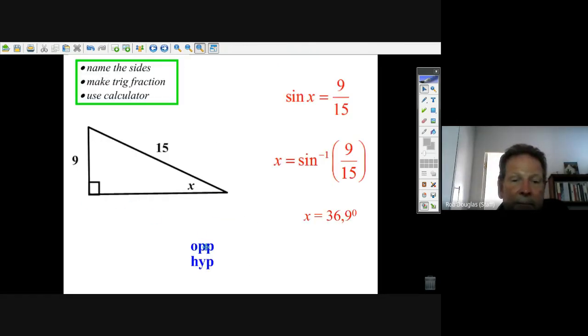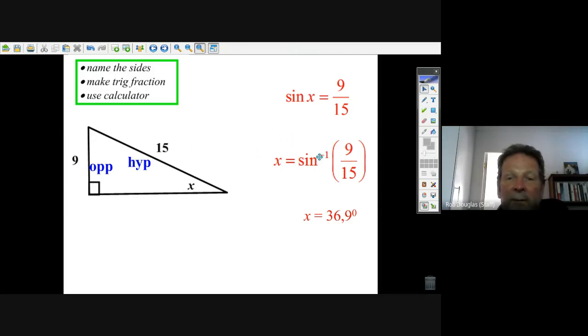So the first step, let's name the sides. That guy's called the hypotenuse. And this side, there's your angle x we're trying to find. That's opposite x. So you go, oh, opposite over hypotenuse, SOHCAHTOA. So that's the first one. Opposite over hypotenuse is sine. So the sine of x is 9 over 15.